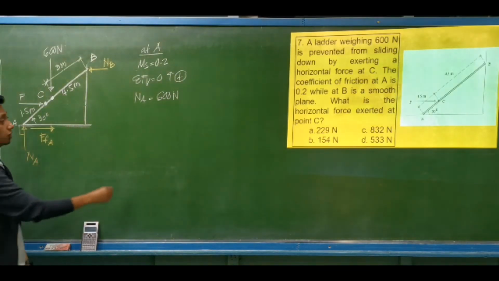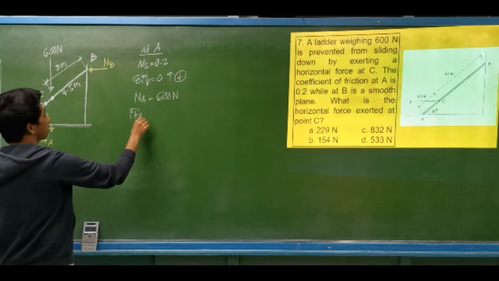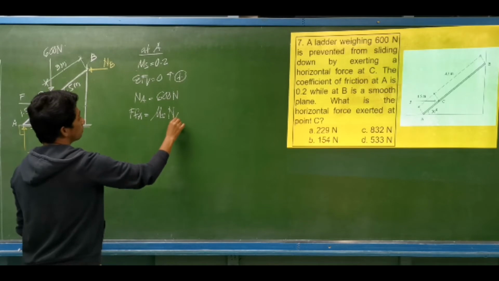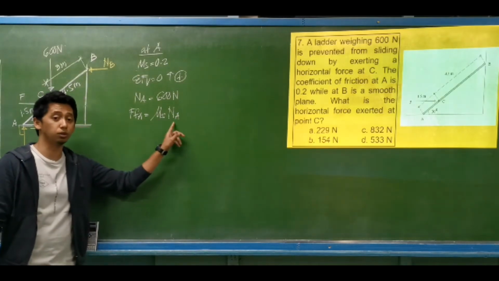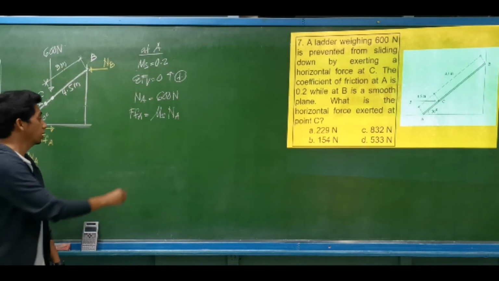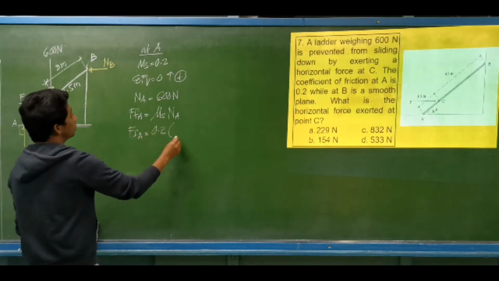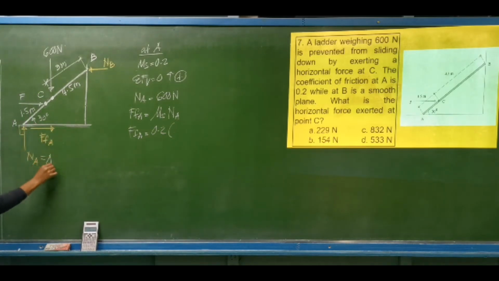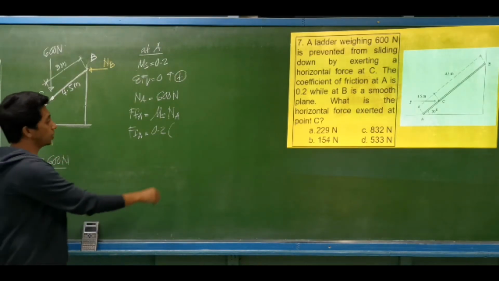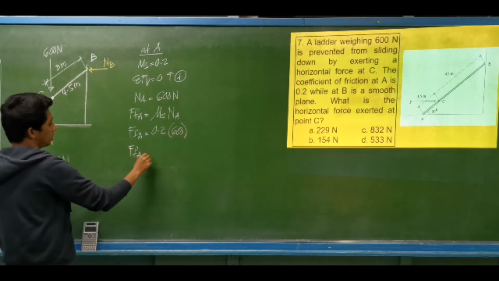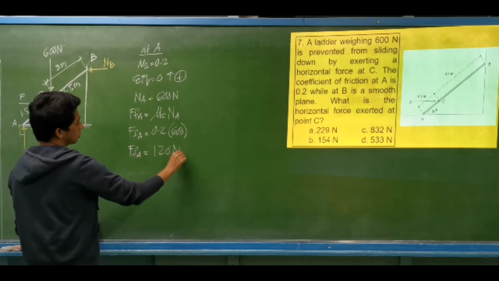How to compute the frictional force? The frictional force at A is equal to the coefficient of static friction multiplied by the normal reaction. So mu times the normal force gives the frictional force. The frictional force at A is equal to 0.2 times the normal reaction at A, which is the same as 600 newtons. So 0.2 of 600 newtons. The frictional force at A is equal to 120 newtons.